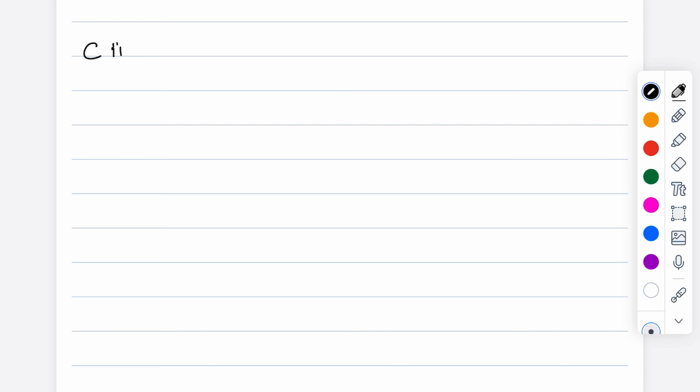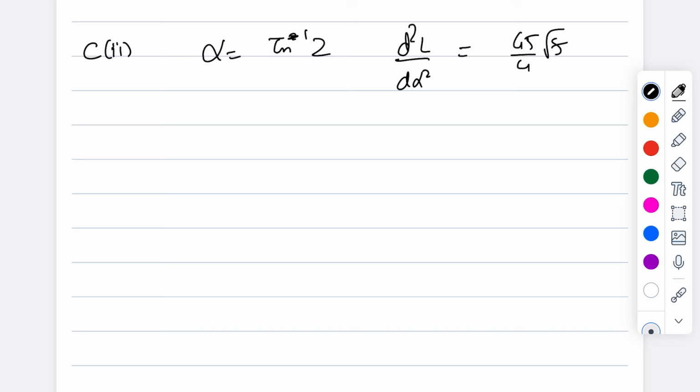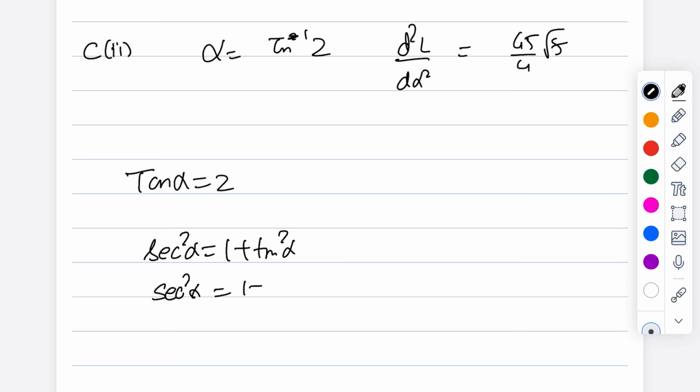Part C2: α is tan inverse of 2. Then show that d²L/dα² equals 45/(4√5). So tan α equals 2. Secant² α equals 1 plus tan² α, so secant² α equals 1 plus 2², which is 5. Secant α equals square root of 5.